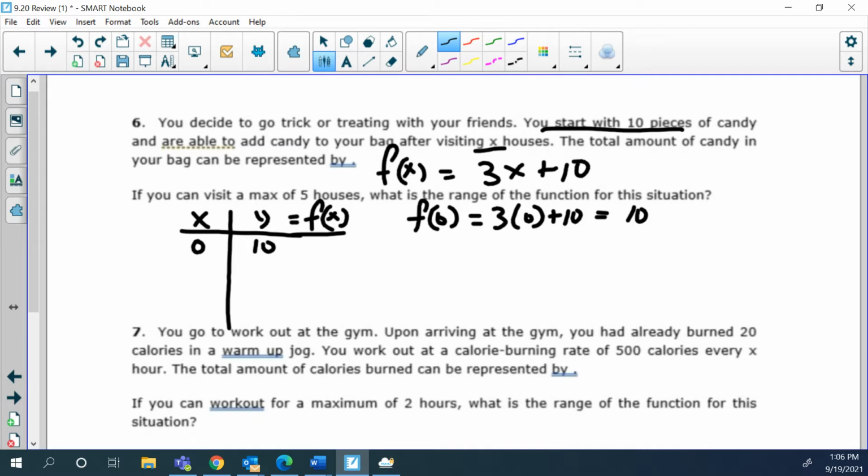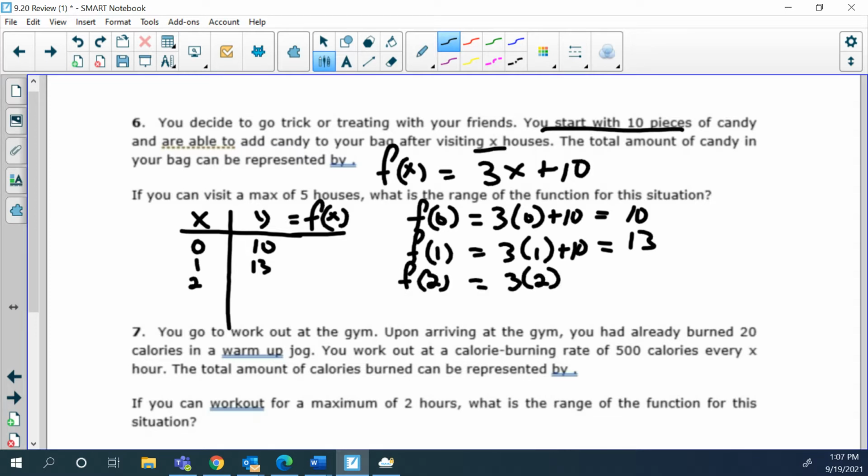Now, how many candies are we going to have after our first house? That's when x is 1, our first house, right? So when x is 1, what is y going to be? Let's see, f of 1, that's my first house, is going to equal, replace x with 1 now, 3 times 1 plus 10, and that's going to give me 13. All right. Let's try our second house now. When x is 2, that's my second house. So f of 2 is going to equal 3 times 2 plus 10, which is equal to 16.